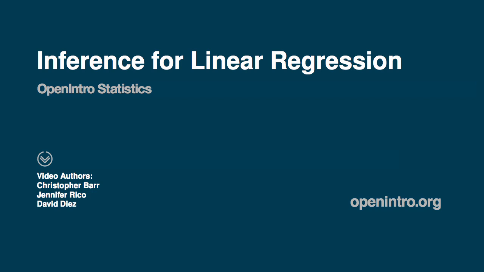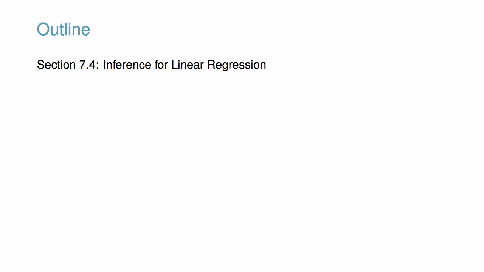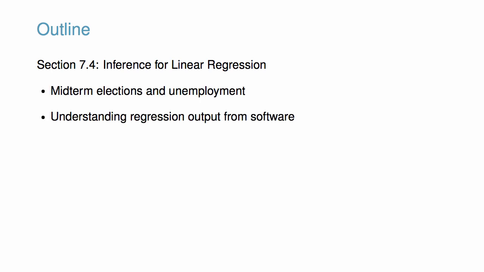There will always be uncertainty in our estimates of the slope and y-intercept for a regression line, just like there is uncertainty in all estimates. This video explores the topic further by accompanying OpenIntro Statistics' discussion of inference for linear regression. We will learn about inference for regression parameters using an example based on midterm elections and unemployment, where we will focus on understanding regression output from software.